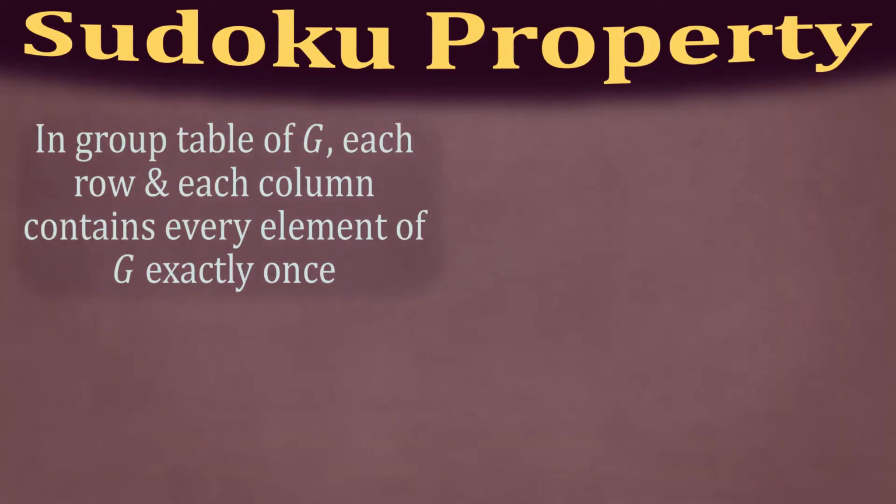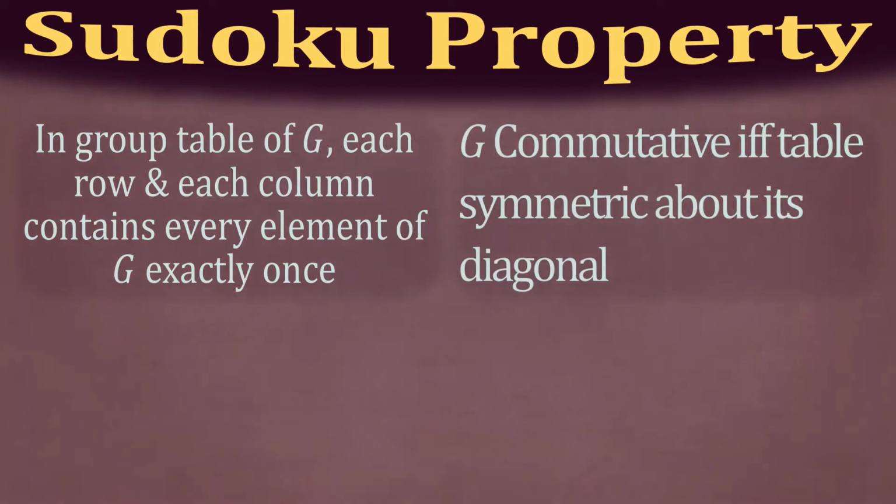For these group tables, we have the Sudoku property. It says that in the group table of G, each row and each column contains every element of G exactly once. Also, G is commutative if and only if the table is symmetric about its diagonal.